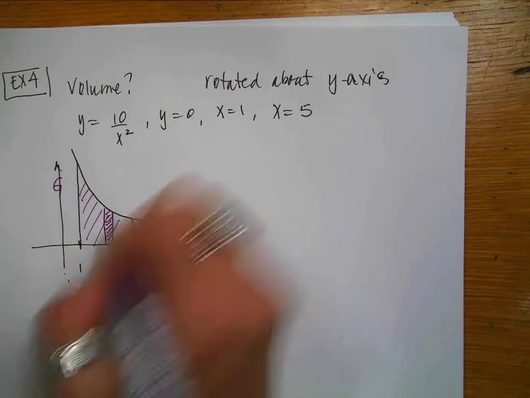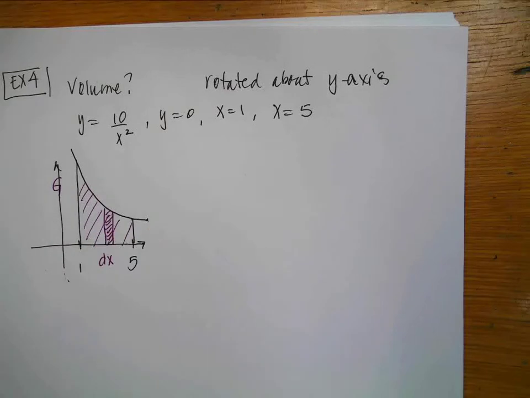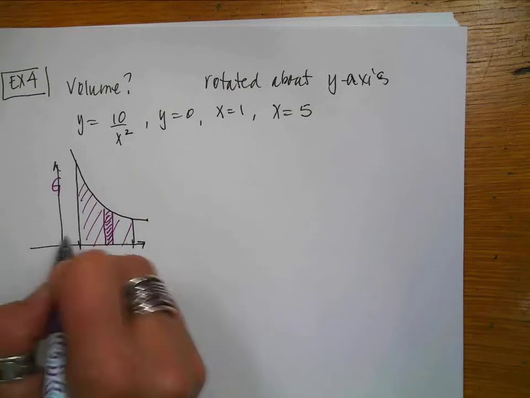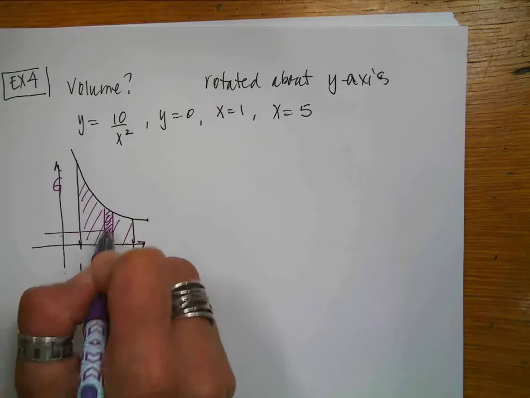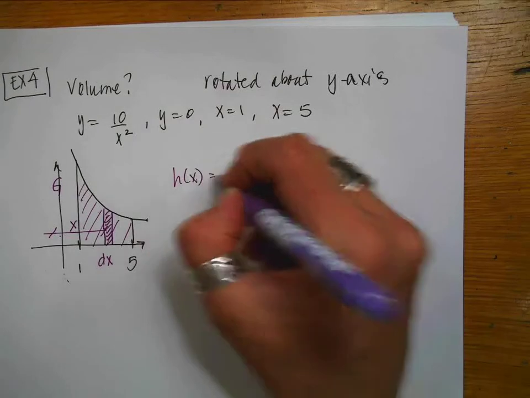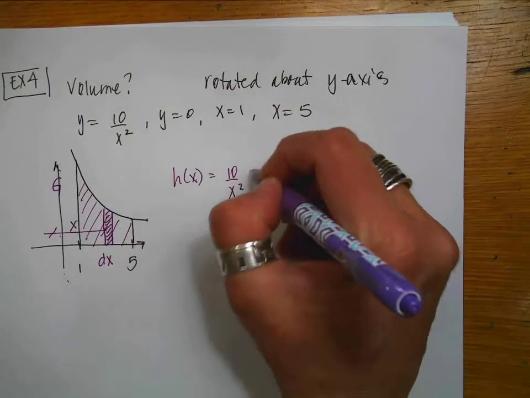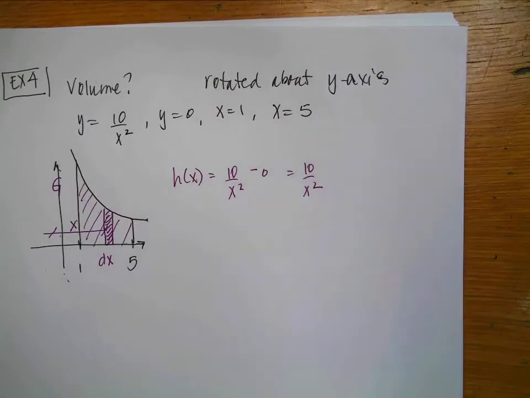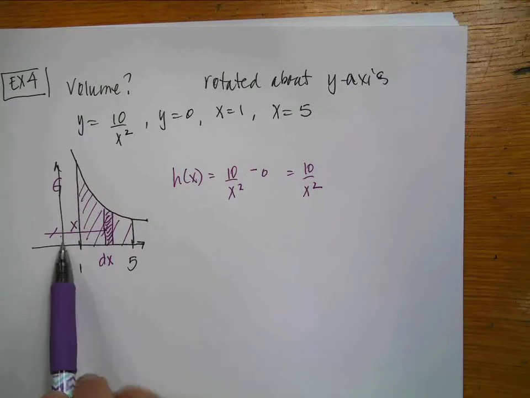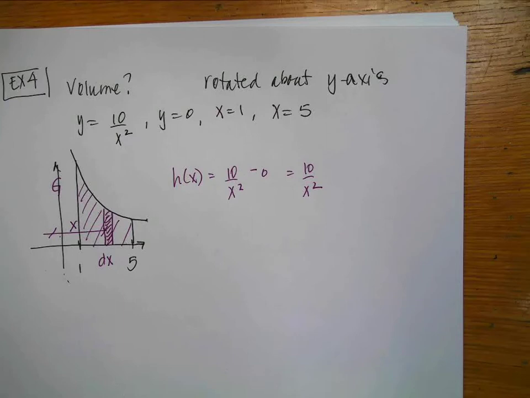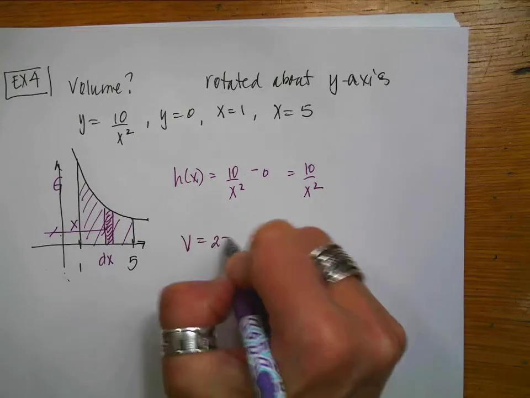That means that my representative rectangle is parallel to the axis of rotation, so I have a dx. I'm going to call the distance from here to the axis p of x, and it's going to be x. And then my height, h of x, is going to be 10 over x squared minus 0. So it's just going to be 10 over x squared. I really don't have to manage the hole because here's my axis of rotation, the distance p of x to the middle of the rectangle is x. So my volume equation is really pretty simple.